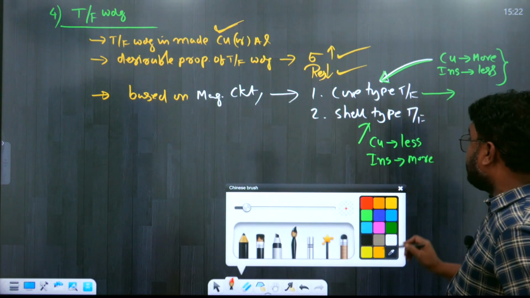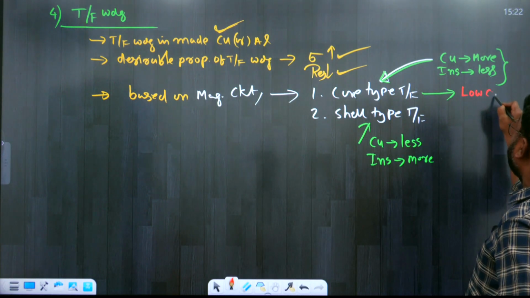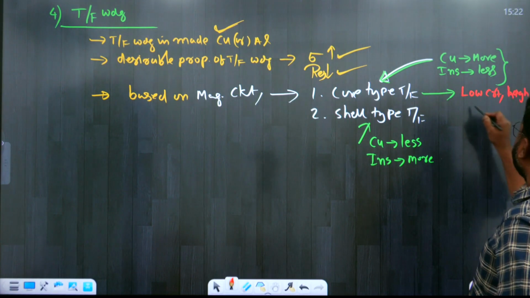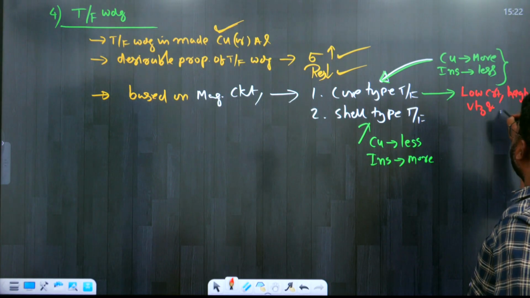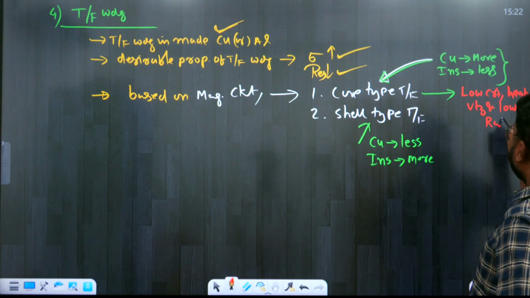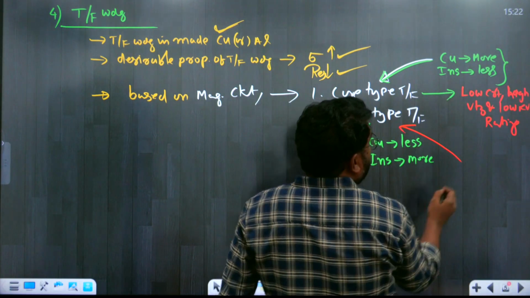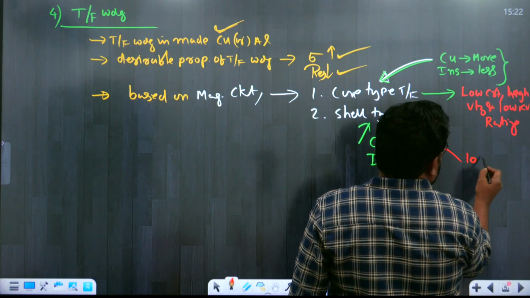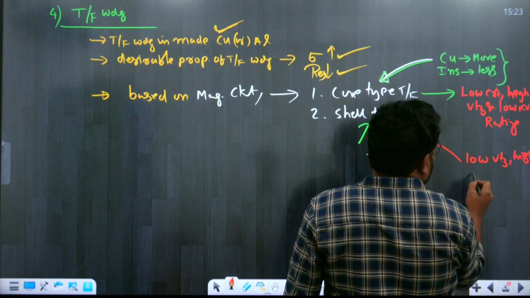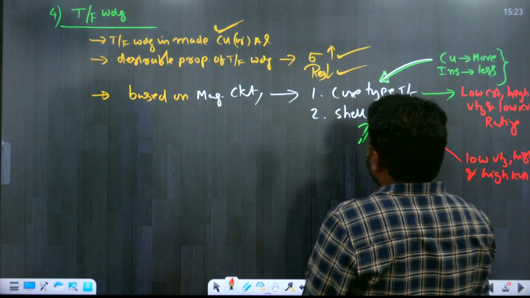Economically, the core type transformer is used for low current, high voltage, and low kVA rating applications. And the shell type transformer is used for low voltage, high current, and high kVA rating applications. So this is also one of the questions.